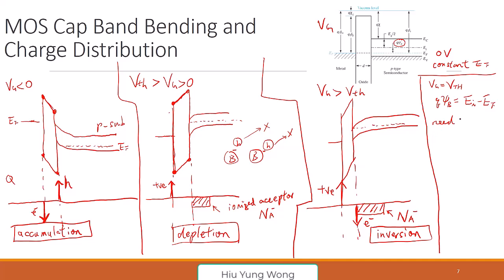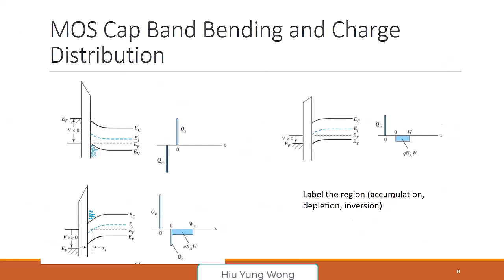We need the surface potential to bend by 2Q phi B. Okay? Because when it is bent by 2Q phi B, then my electron concentration is the same as hole concentration. And at this stage, the depletion width, WD max, it will just stay there.